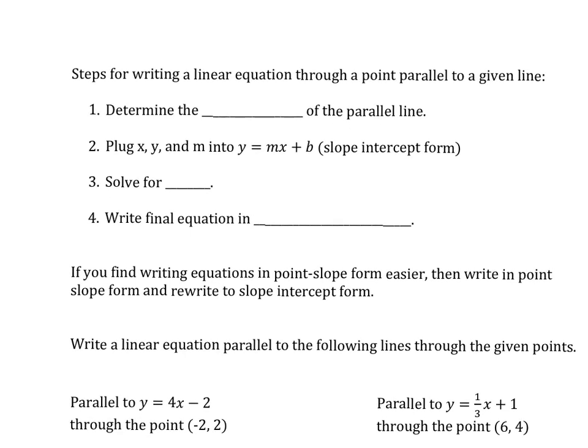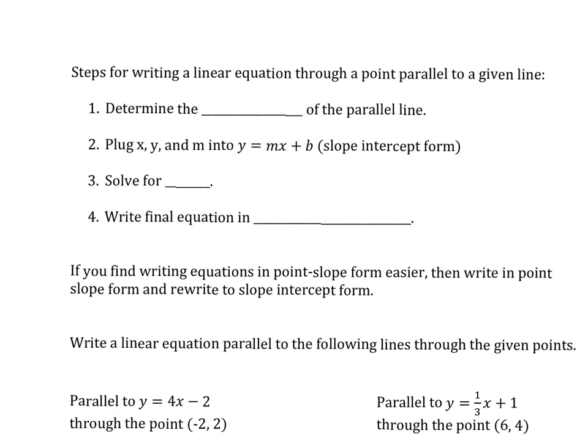So, steps for writing a linear equation through a point parallel to a given line. Make sure you write these down. Step number 1 is you're going to determine the slope of the parallel line. Then you're going to be given a point. So these two things we are going to be given: our point x, y, and then m, our slope. We're going to plug those into our slope-intercept form, y equals mx plus b. Then we have to solve for b, that's our next step.